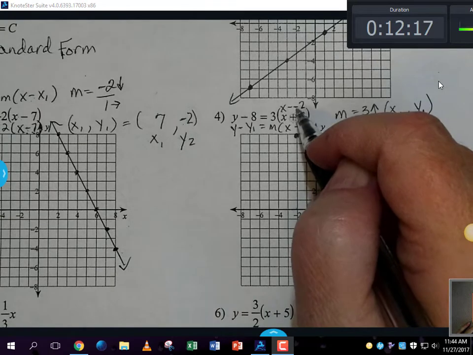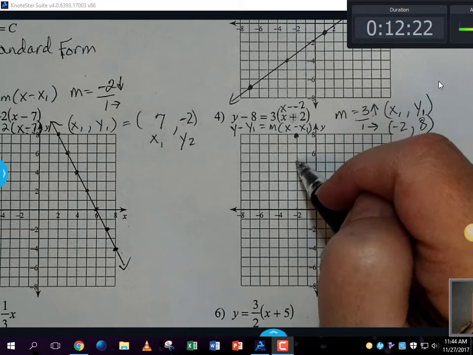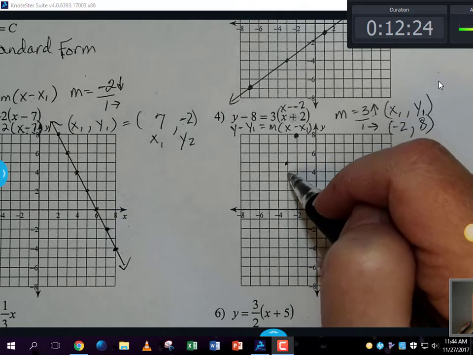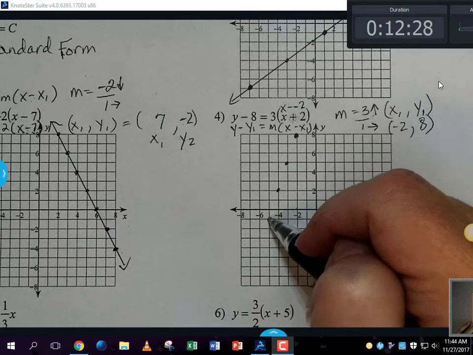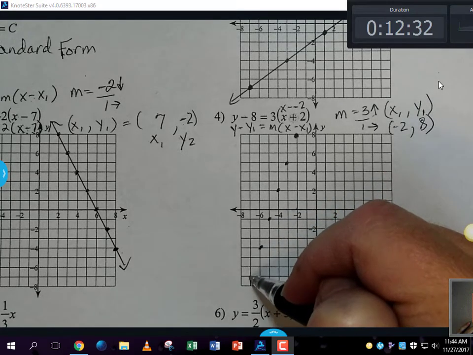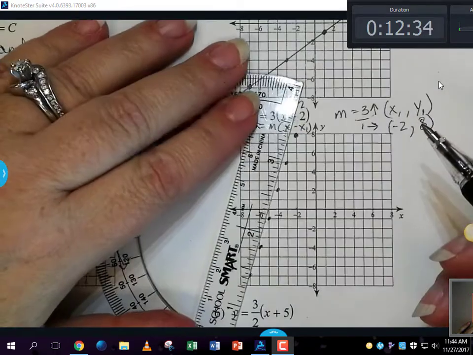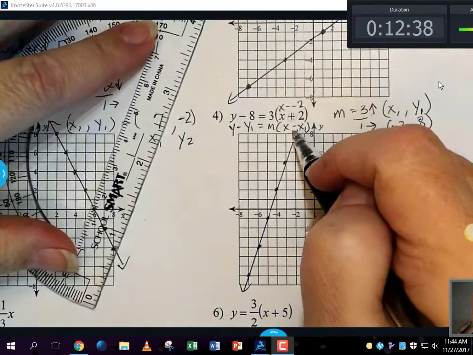So instead of going up and right, I will go down and left. So down 3, 1, 2, 3, and left by 1. Down 3, 1, 2, 3, left by 1. Nice and pretty.